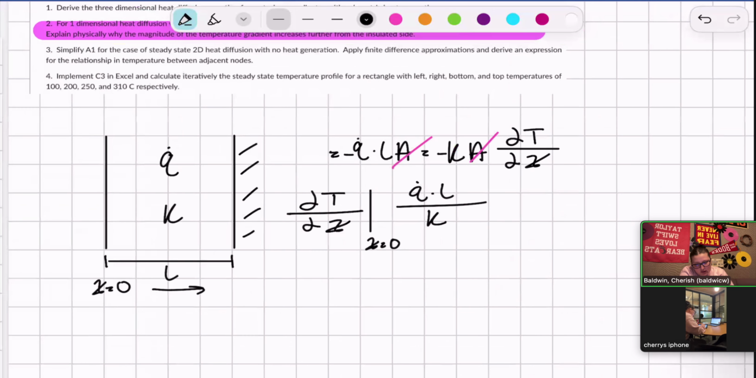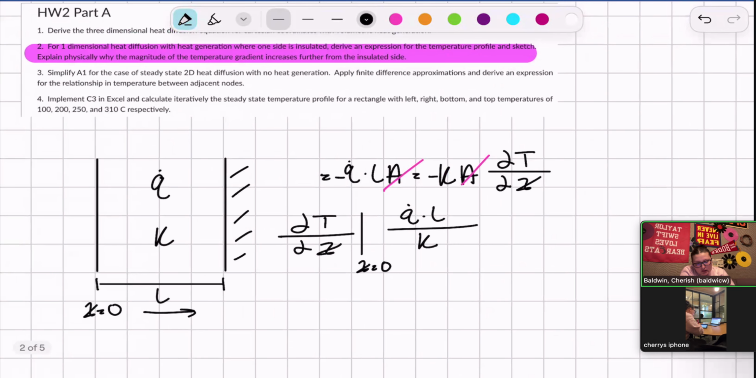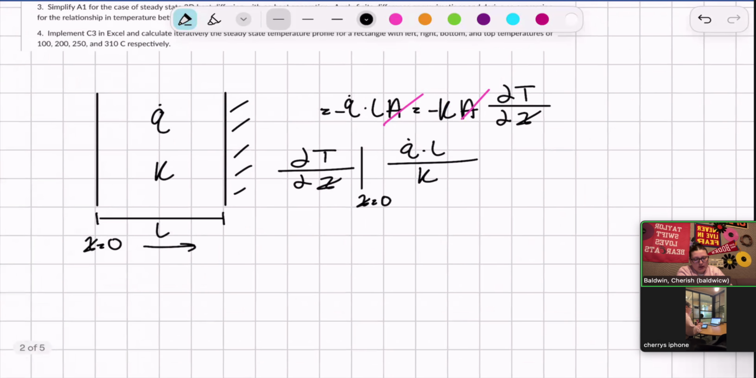Alright, and explain physically why the magnitude of the temperature gradient increases further from the insulated side. So as you are going away from x equals 0, the volume is increasing behind you. As the volume increases, that means there's also more heat generation. Let me backtrack a little bit.